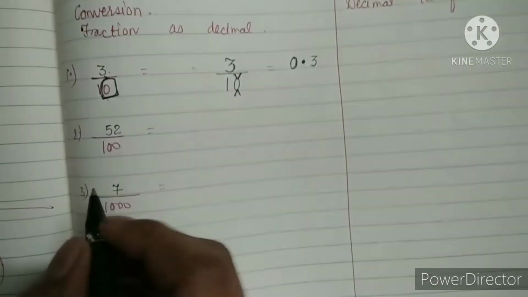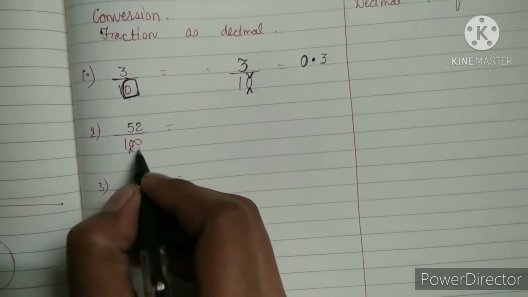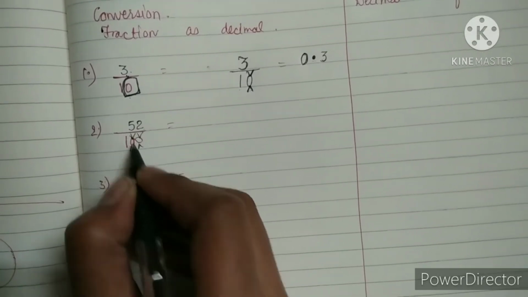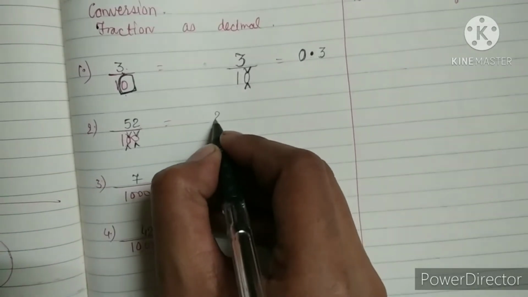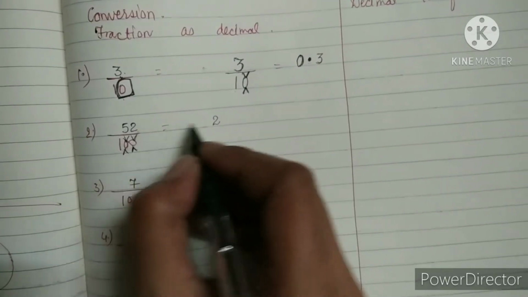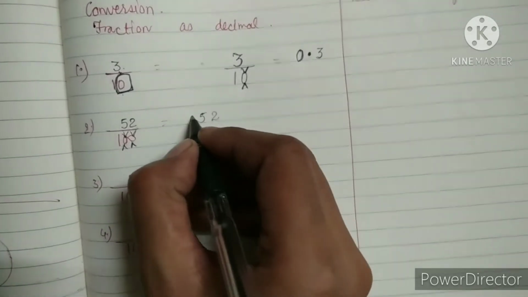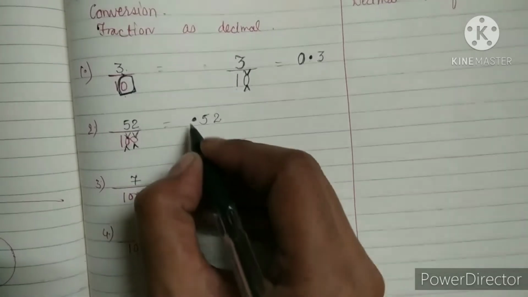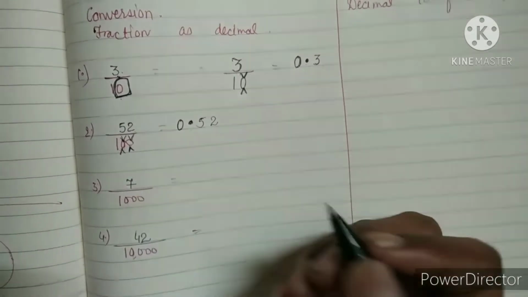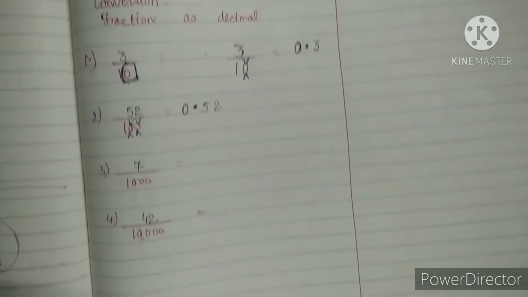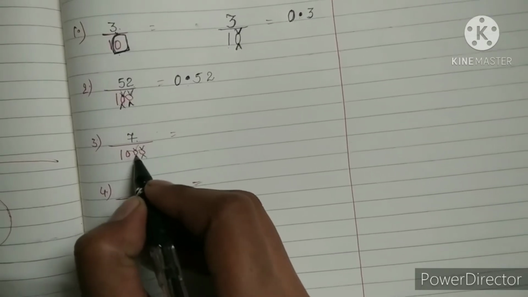Now 52 is divided by 100. 100 has 2 toffees. So the first toffee 2 will take, the second toffee 5 will take, and toffees are over, so we can put the decimal here, and in front of the decimal we have to put 0. Now 7 by 1000. How many toffees does 1000 have?